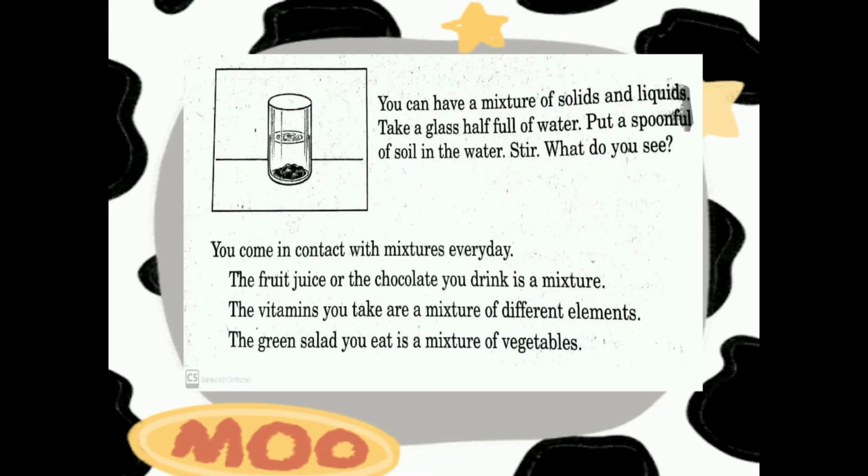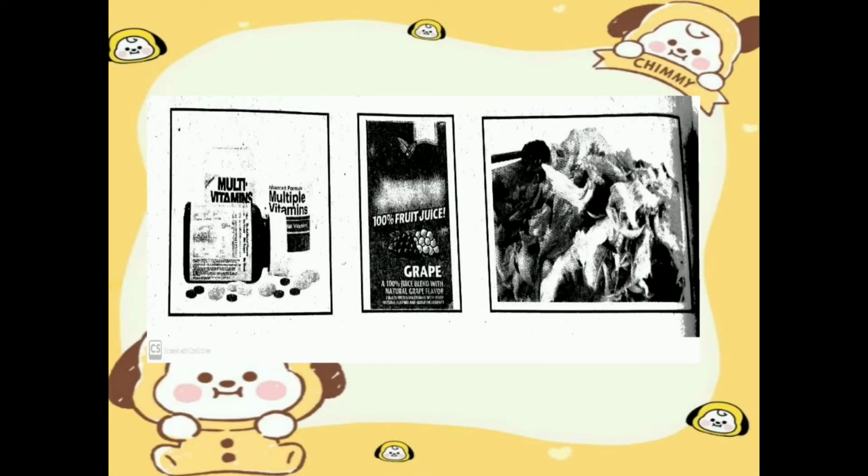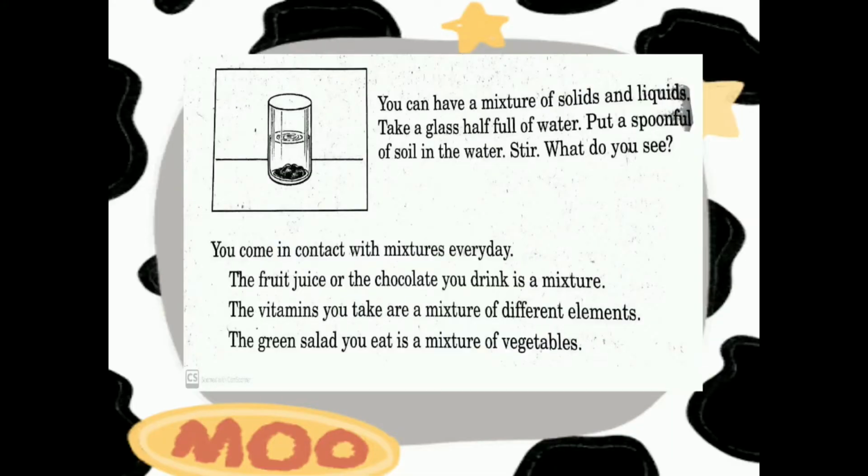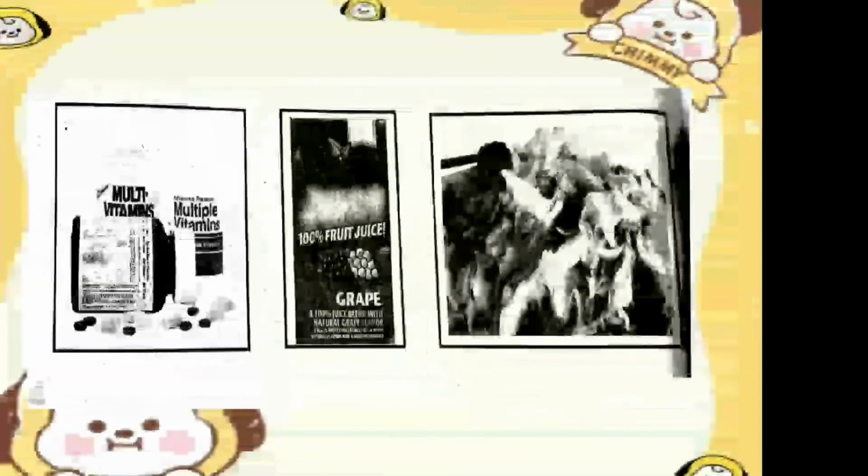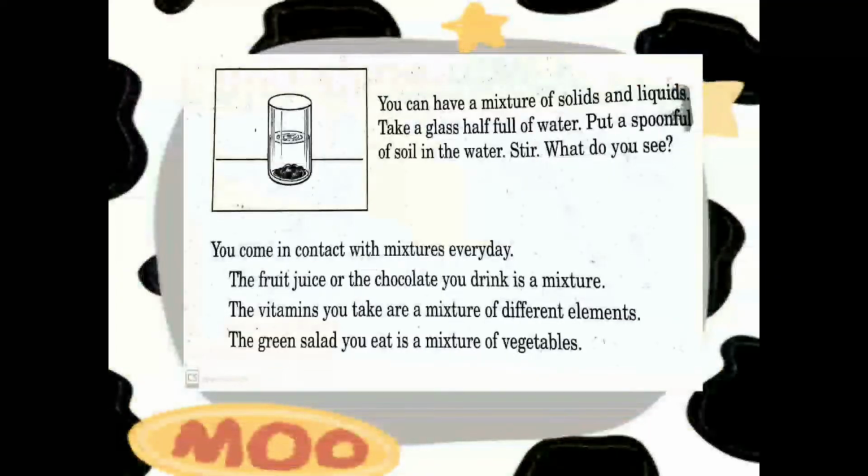The green salad you eat is a mixture of vegetables. So, a salad has lettuce, oils, and dressings. So, we have different vegetables in a salad, and it is also an example of a mixture of vegetables. So, these are the examples: fruit juice, multivitamins. And that is the salad. It's not obvious, but it's a salad.